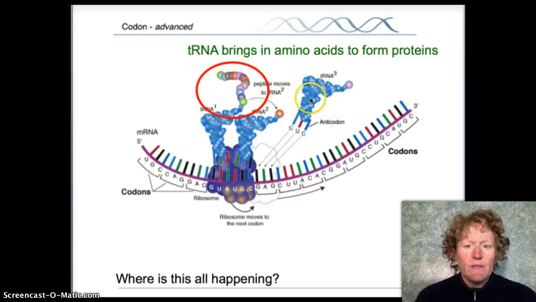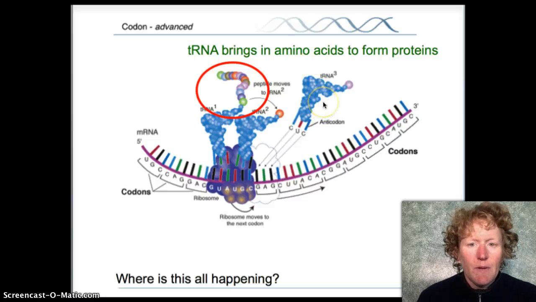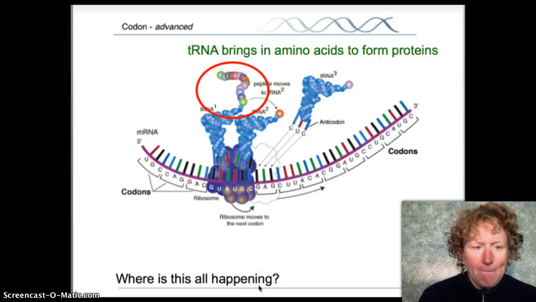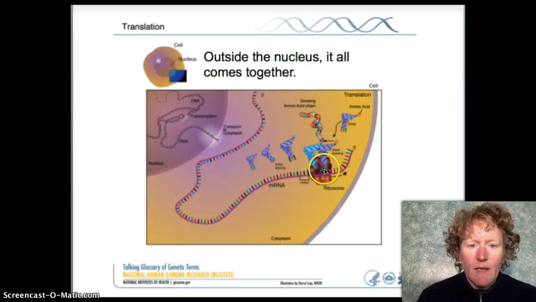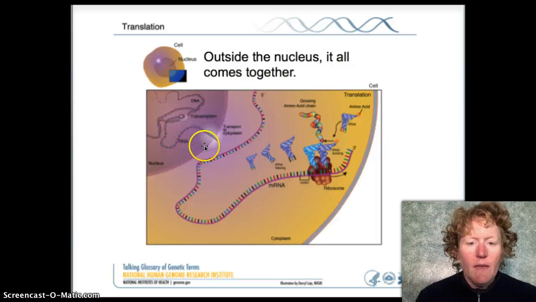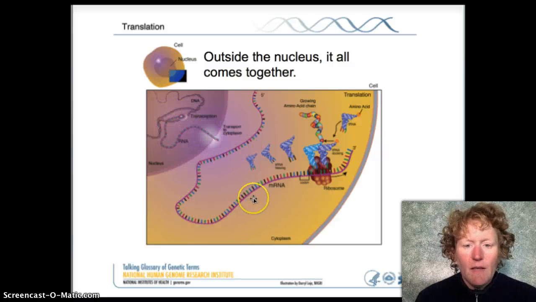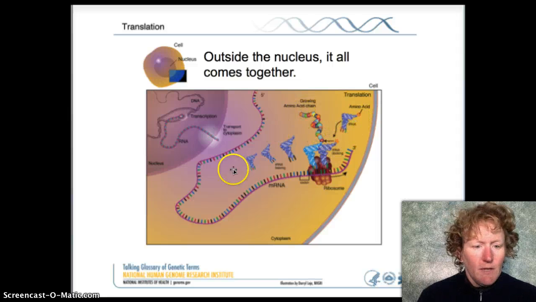Remember, it's the transfer RNA that's bringing in those amino acids. And this is all happening outside the nucleus at the ribosome. Here's where we did transcription, inside the nucleus, and that mRNA traveled outside the nucleus to the cytoplasm where the ribosomes are. The tRNA is working with the ribosomes to bring in amino acids to make that protein chain.